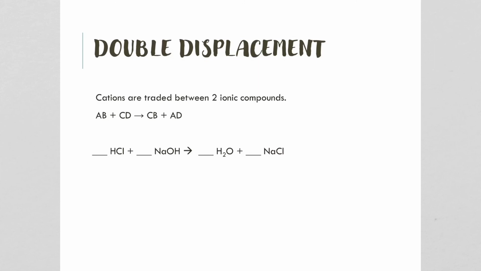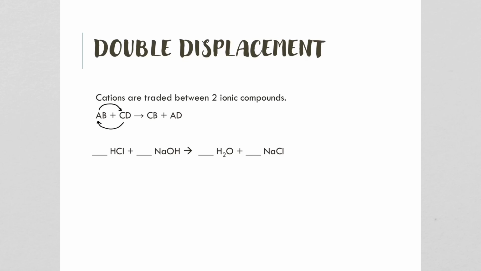Our last type of reaction is a double displacement reaction, and in that case, cations are traded between 2 ionic compounds, so AB plus CD makes CB plus AD. So literally what's happening is this is swapping and this is swapping. And then here's an example. There's a variety of different types of double displacement reactions. This one's an acid-base reaction. We'll spend more time looking at those a little bit later. So hydrochloric acid plus sodium hydroxide produces water and sodium chloride.